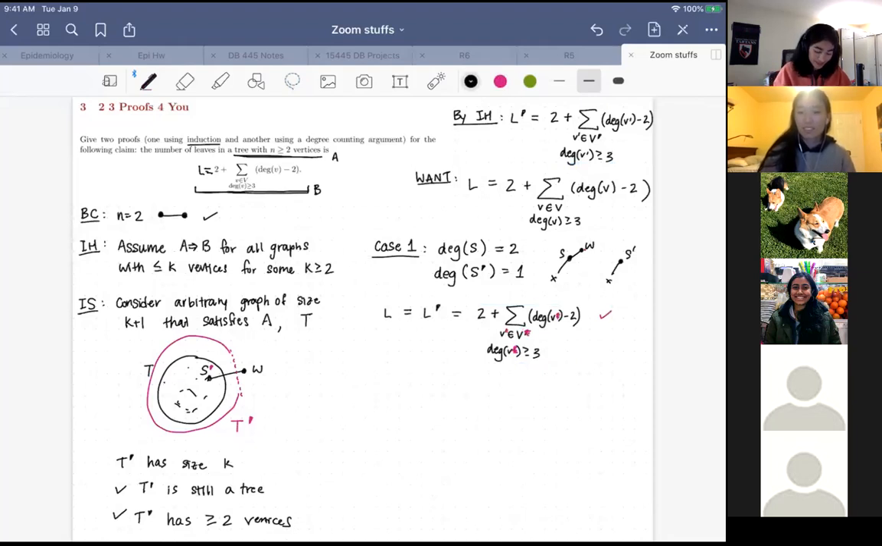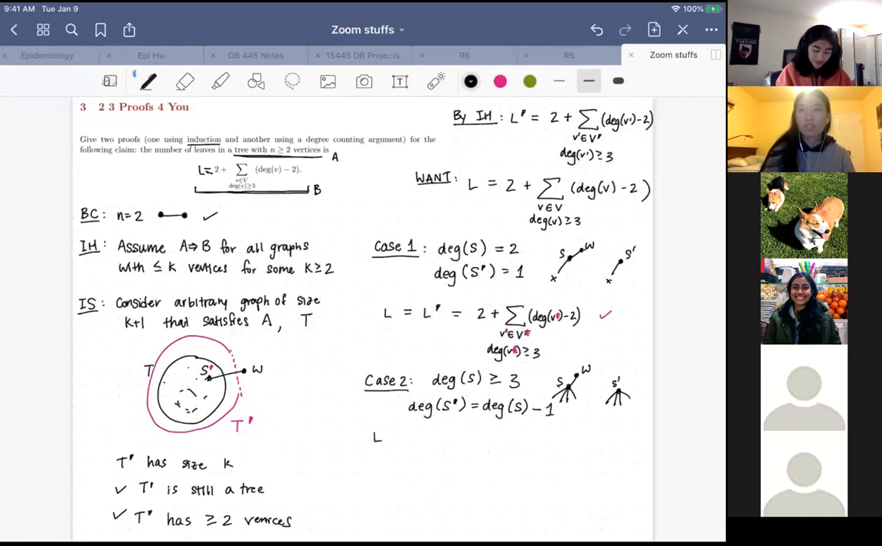Okay, let's go to case 2 then. So case 2 is when the degree of S is not equal to 2, but instead it's greater than or equal to 3. So what that looks like visually is that we have S, we know it was connected to W, and it's also definitely connected to more than one other thing. So when we look at S prime, it's still connected to more than one other thing. The degree of S prime, well, we don't know exactly what it is. Like in the other case, we knew it was equal to 1, but we know it's at least the degree of S minus 1, whatever the degree of S was.